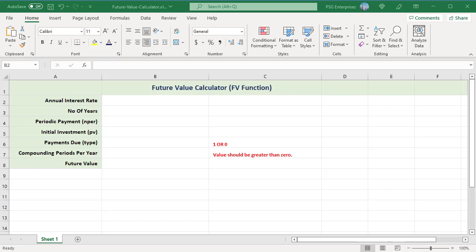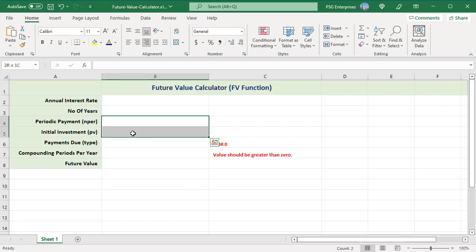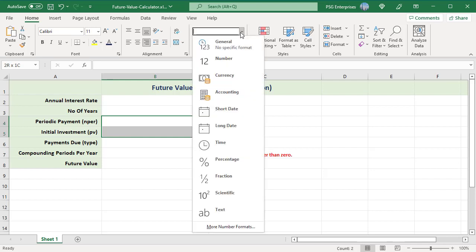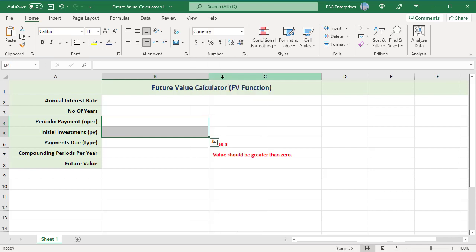You can build a future value calculator that works with both periodic and single payments using the FV function in its full form. Allocate cells for all the arguments, including optional arguments like type. Format B2 as percentage. Select B2 and in the Home tab in the number group, click on percent. Format B4 and B5 as currency. In the Home tab in the number group, click on the drop down and select currency.